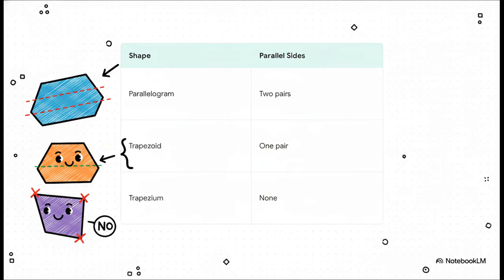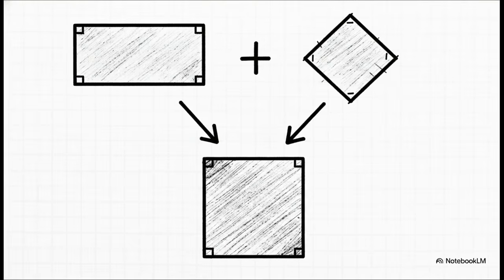If it has exactly 1 pair of parallel sides, we call it a trapezoid. And if it has absolutely 0 parallel sides, that is a trapezium. The big takeaway here is that just by checking for those parallel lines, you can instantly sort any 4-sided shape into one of these 3 main buckets. Let's zoom in on the most famous bucket, the parallelogram family.